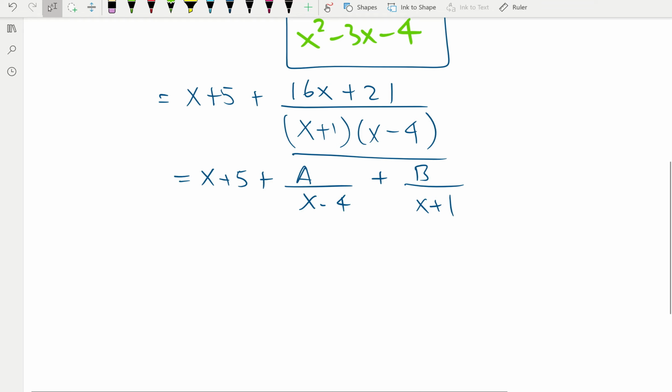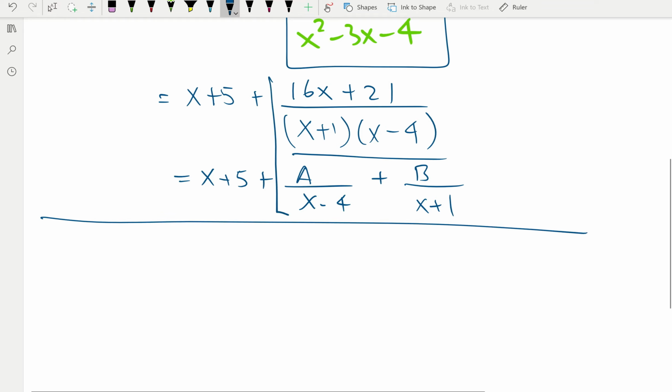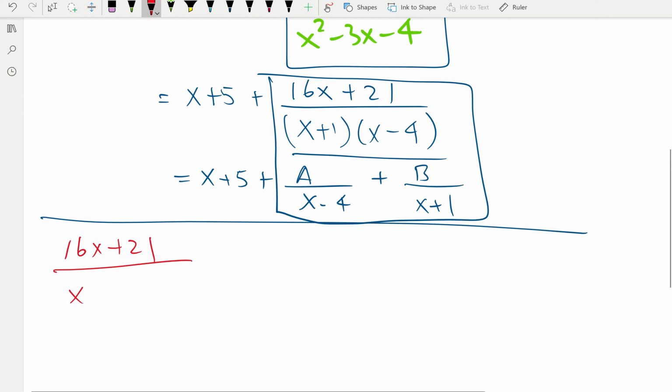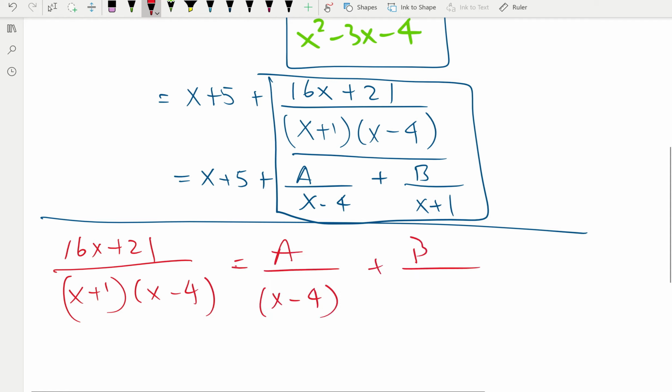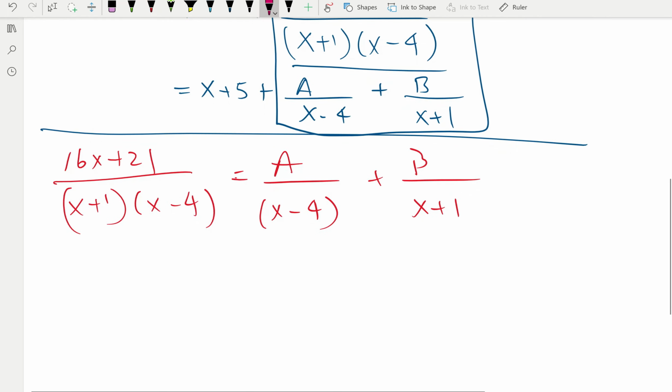Now we have to evaluate A and B, right? To evaluate A and B, we can just use this small part. You don't need to use the whole rational function or whole decomposition. So we decompose 16x plus 21 over x plus 1 times x minus 4 as A over x minus 4 plus B over x plus 1. To find A and B, we multiply the whole decomposition, both left hand side and right hand side, by this big denominator.